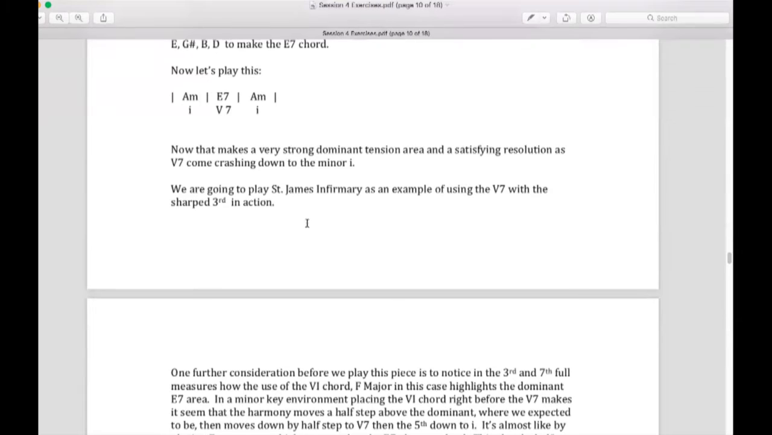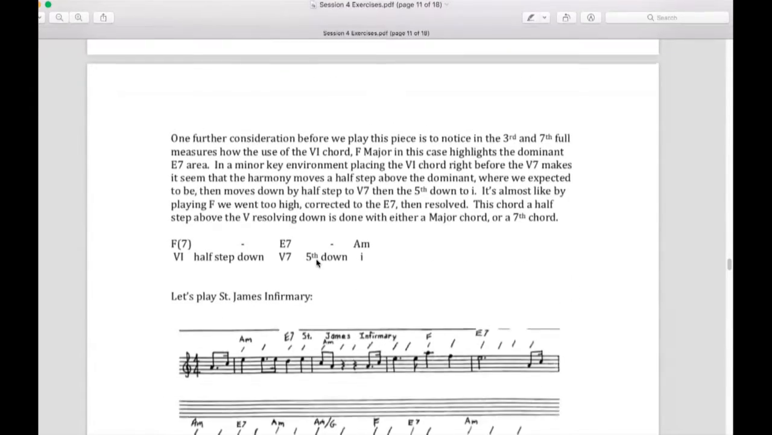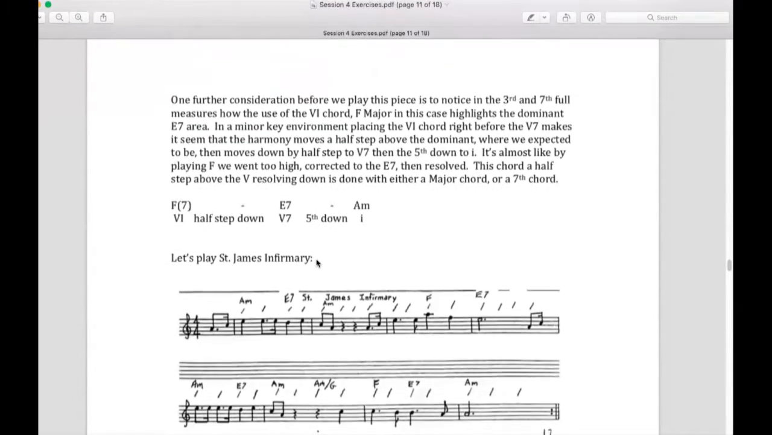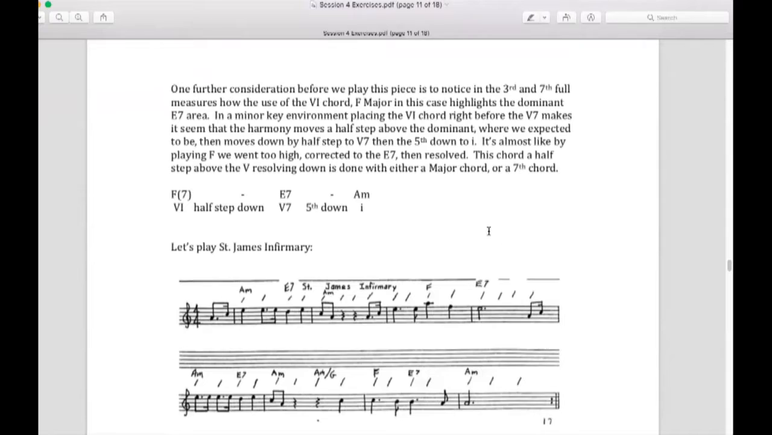Okay, so we're going to play St. James Infirmary as an example of using the 5/7 with the sharp third in action. So here's St. James Infirmary. I made a little lead sheet for us. Let me get my other guitar because I want to finger pick this.